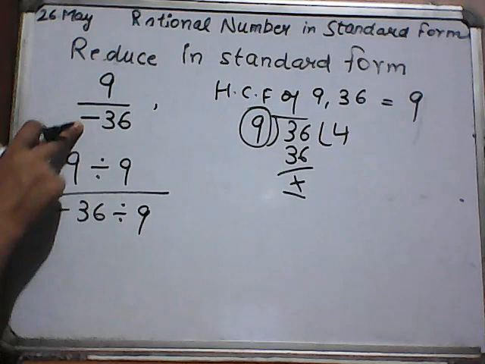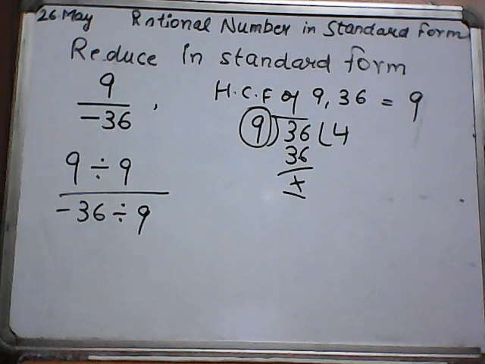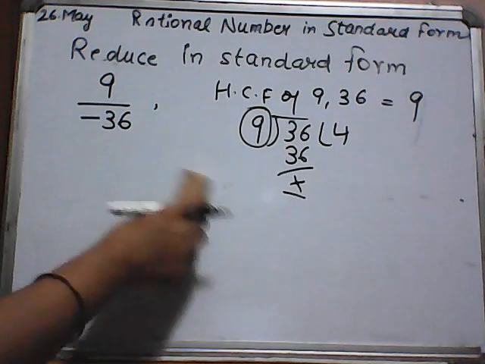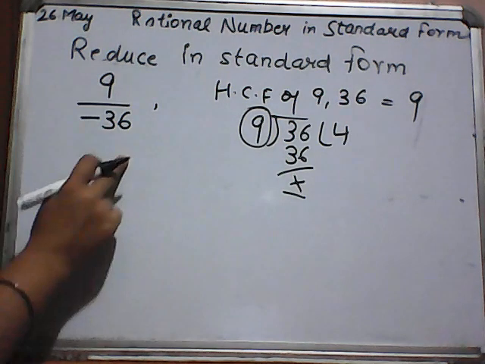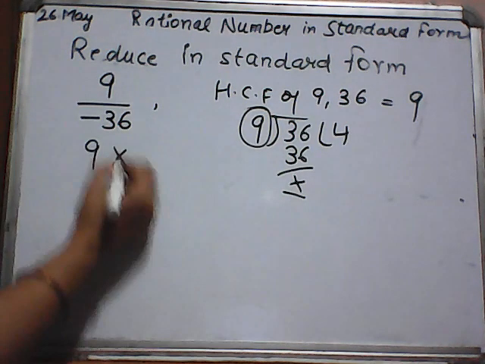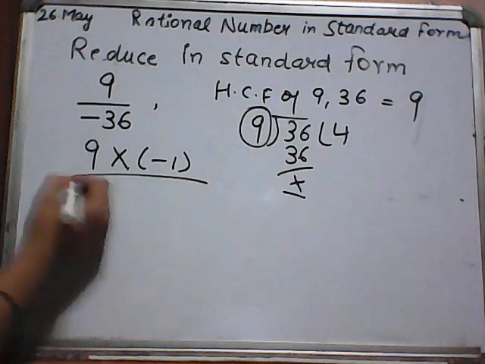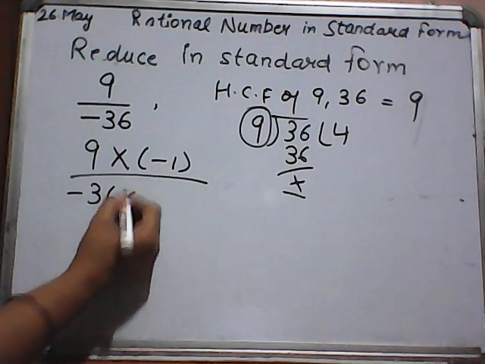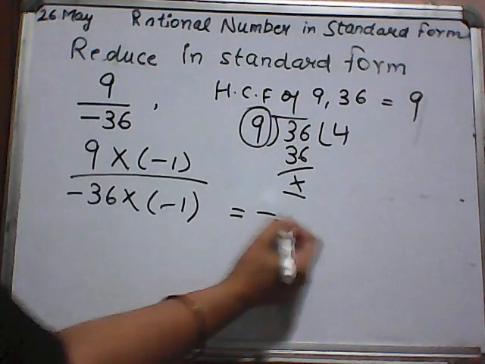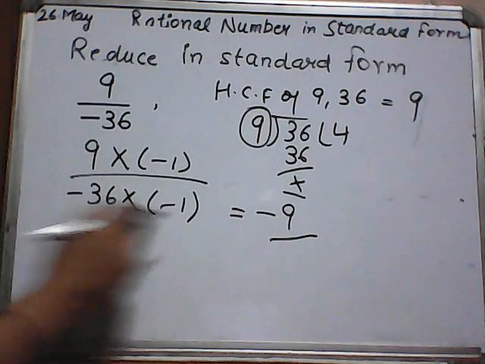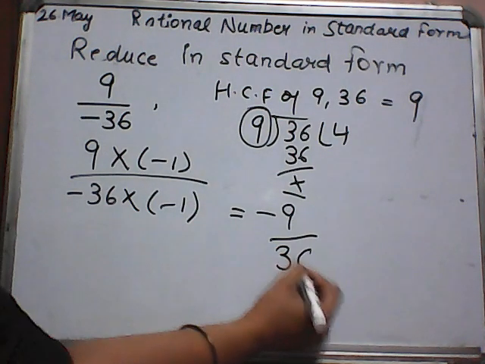Here the denominator is negative. So the first step is to make the denominator a positive integer. We can do this by multiplying the numerator by minus 1 as well as the denominator by minus 1. 9 multiplied by minus 1 is minus 9, and minus 36 times minus 1 is plus 36.